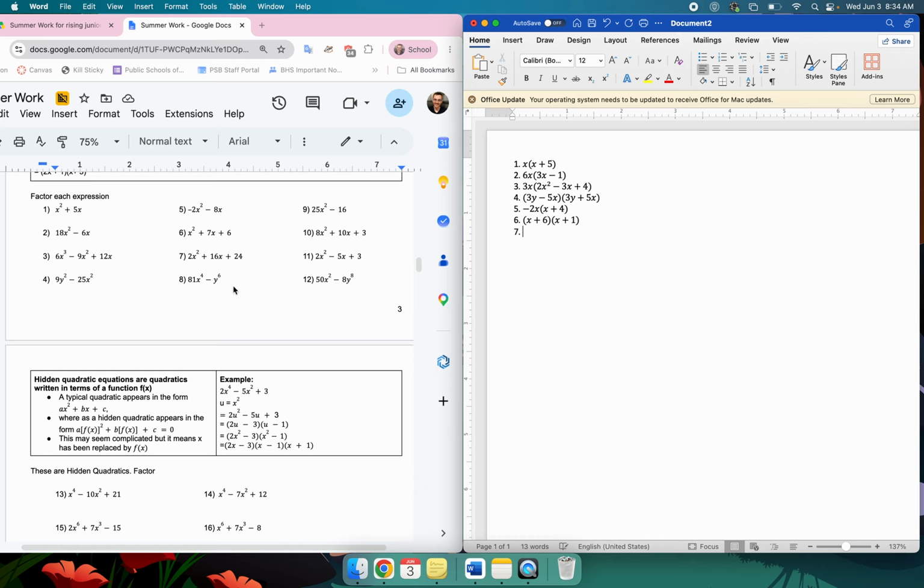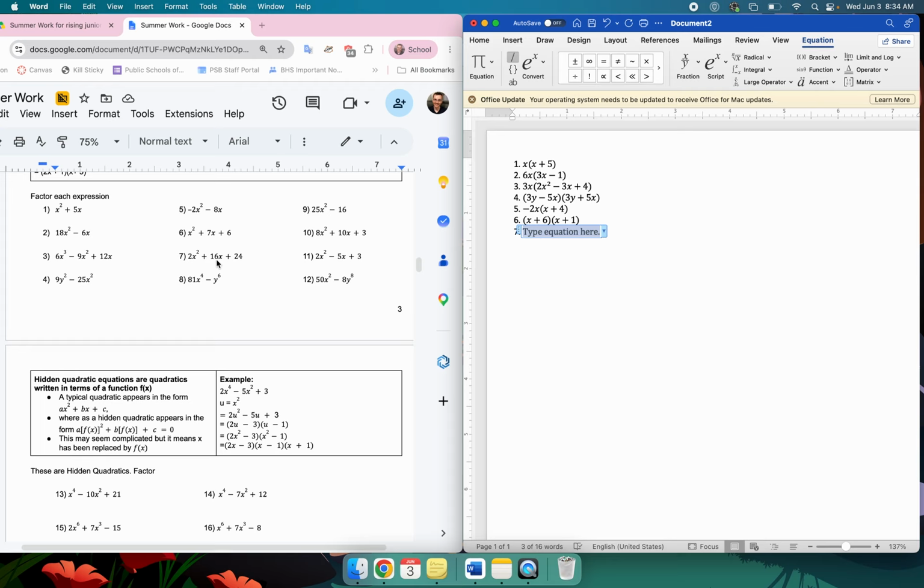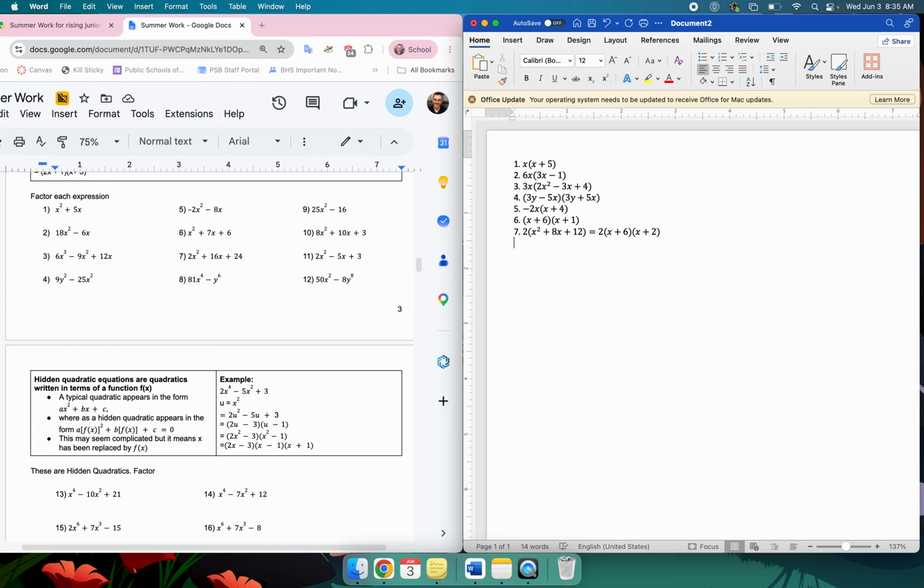Number 7, there's a common factor which I can remove, which is 2. So if I pull 2 out of that, I'm left with x squared plus 8x plus 12. And then probably that quadratic can be factored. The lead coefficient is now 1. So I'm just looking for a pair of numbers that multiply to 12 and add up to 8. I think that's 6 and 2. So this factors as x plus 6 times x plus 2. Number 8. That is actually a difference of 2 squares, surprisingly.